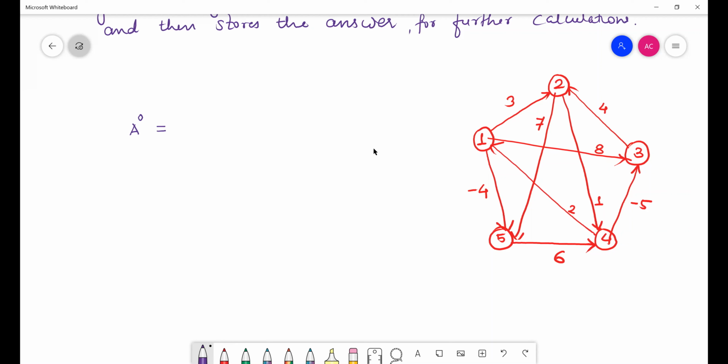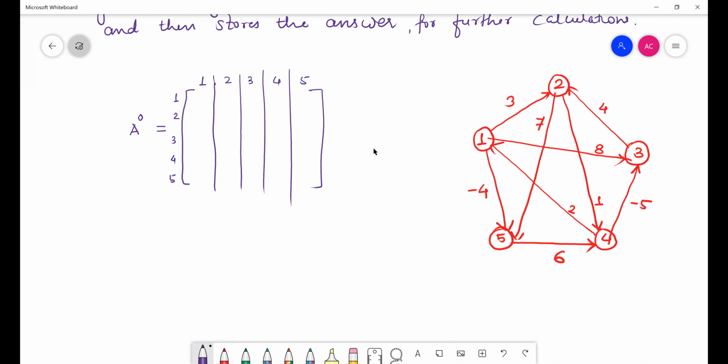So I am calculating it as A0. How many columns will I have? 1, 2, 3, 4, 5. Because there are 5 nodes. So 5 rows and 5 columns. What should I fill in these nodes? Weights, right?